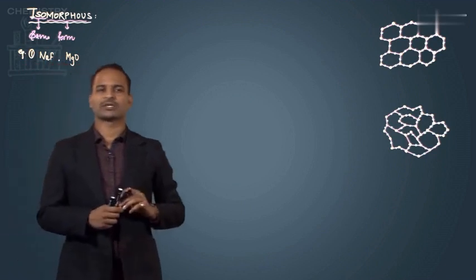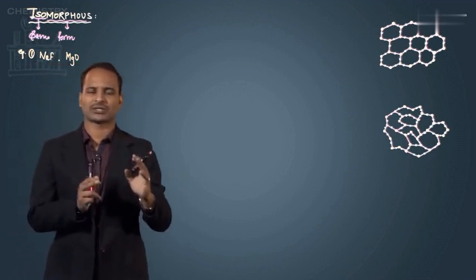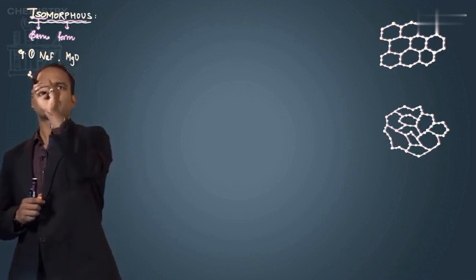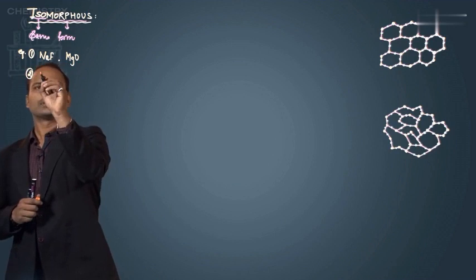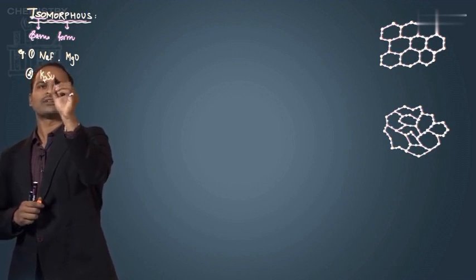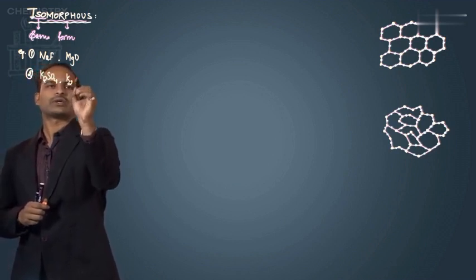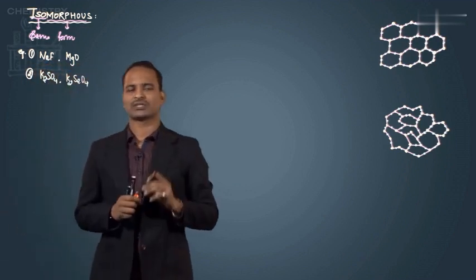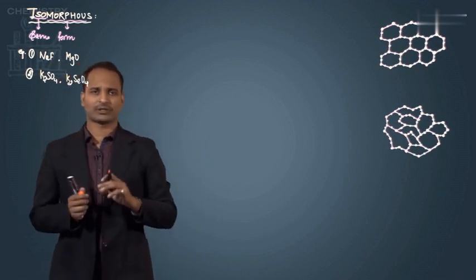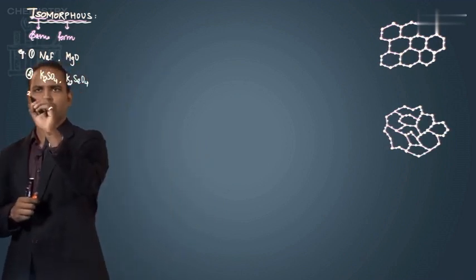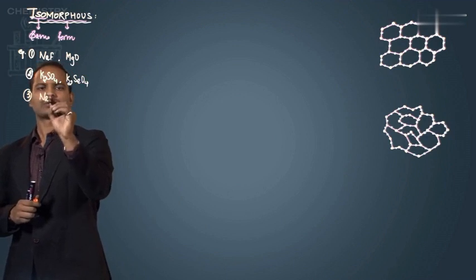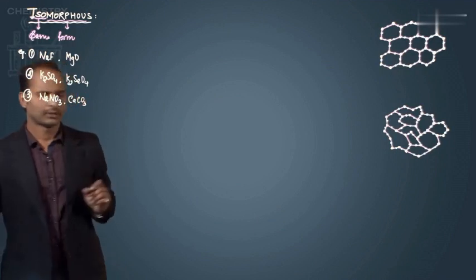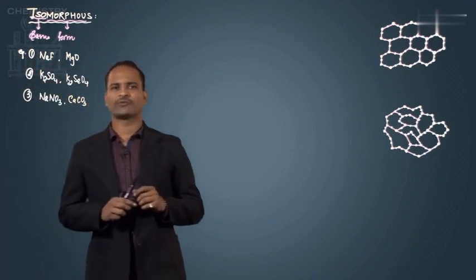Both are different substances, but they exist with the same crystalline structure, the same form, the same arrangement of particles. The second one, K2SO4, that is potassium sulfate, and K2SeO4, that is potassium selenate. Again, the substances are different, but their crystalline form is the same. Third, sodium nitrate and calcium carbonate. So these are examples of isomorphous substances.